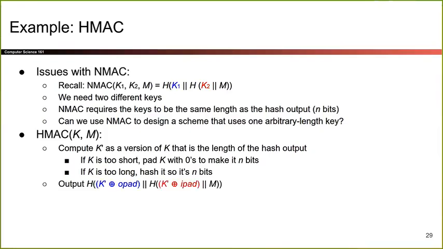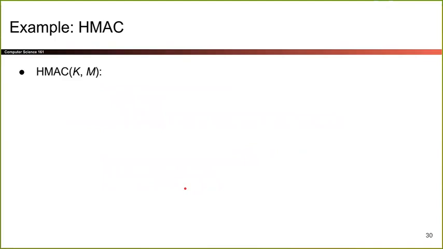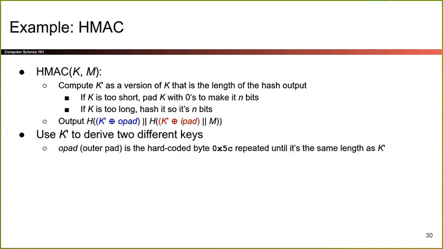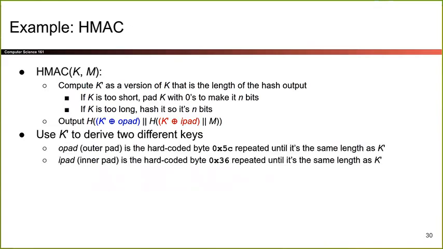The second problem is I need two different keys, but I only have one today. I only have k prime. So what am I going to do? I will just take k prime, XOR it with some fixed value called OPAD, and then take k prime again, and then XOR it with IPAD, and I get two different values. So again, the two things that I just hacked around here are I used k, which is arbitrary length, to get k prime, which is a fixed length. And then I used k prime, which is a single key, to get two different keys. So it's a little bit hacky, but it turns out that it works and is sufficient for security.